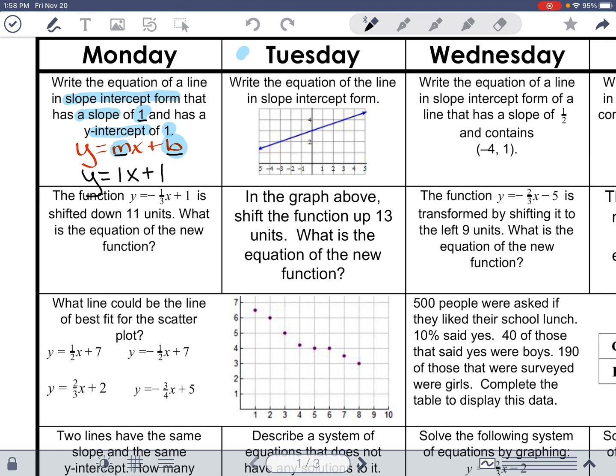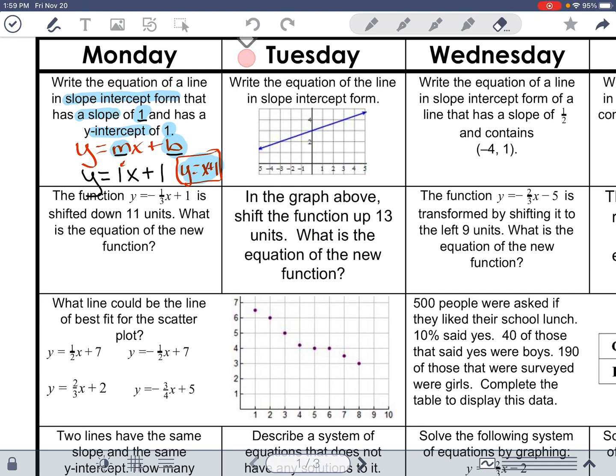The only thing I would do is simplify this by getting rid of the 1 right here, because it's invisible, and rewriting it as y equals x plus 1. That is the answer to write the equation of a line in slope-intercept form that has a slope of 1 and a y-intercept of 1. Okay, so let's go across to Tuesday.